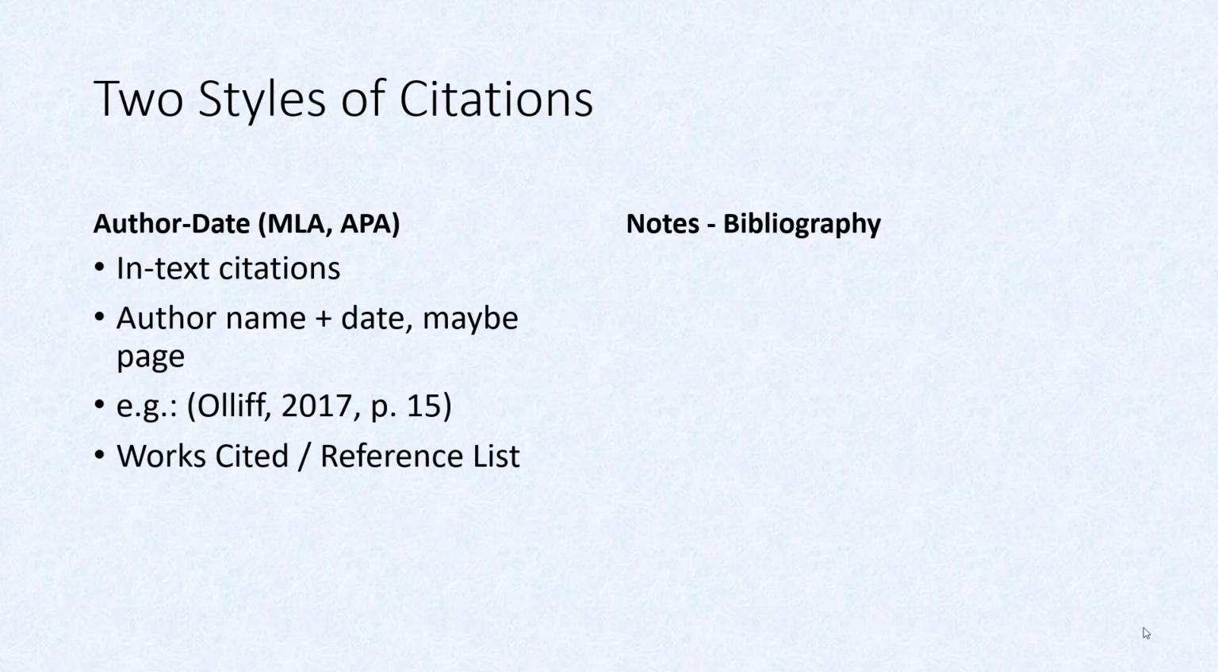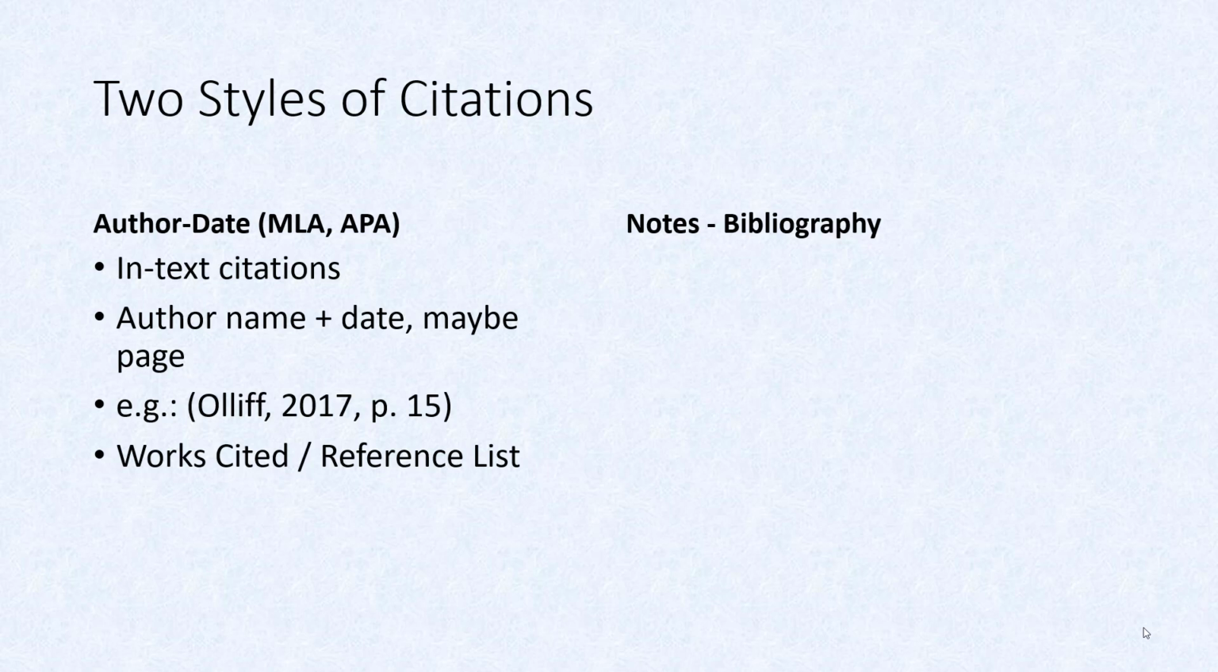To find out what source this citation refers to, you have to look at the works cited page, which we also call a reference list. In the author date style, the in-text citation makes no sense without the reference list. They are completely linked together.